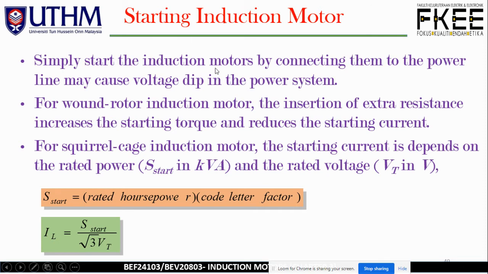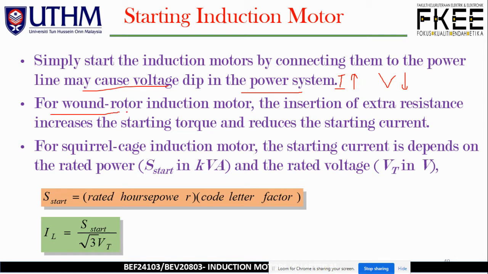So simply start the induction motor by connecting them to the power line. Of course, you need the supply. So it may cause voltage dip in the power system. The voltage dip over here is caused by the inrush current, the high inrush current going into the system whenever you switch on the machine.